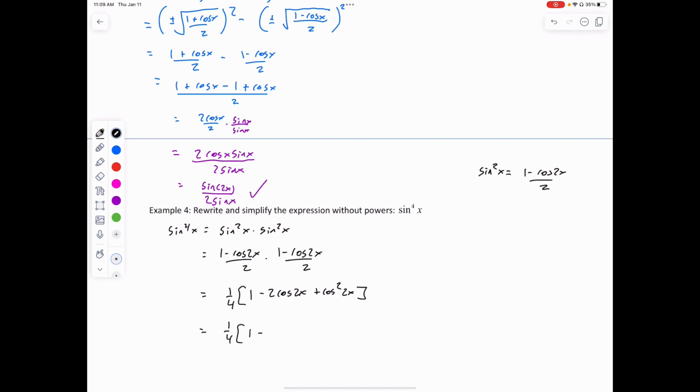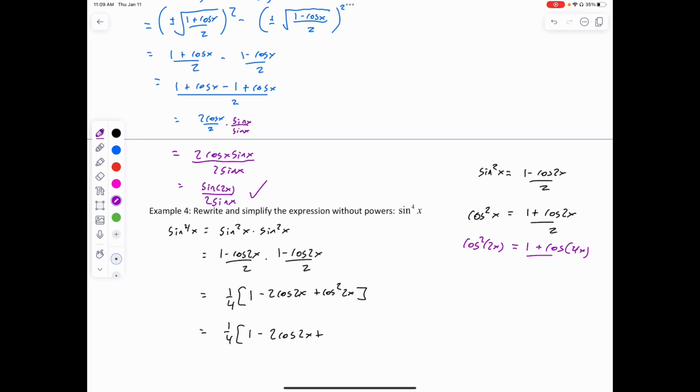Well, this is 1/4 times 1 minus 2 cosine of 2x plus, I know that cosine squared of x is equal to 1 plus cosine of 2x over 2. But in this problem, I don't have the cosine squared of x, I have the cosine squared of 2x. Well, if there's 2x instead of the x, then this x is 2x, and so I end up with 4x here. Just some scratch work. So this is plus 1 plus cosine of 4x all over 2.